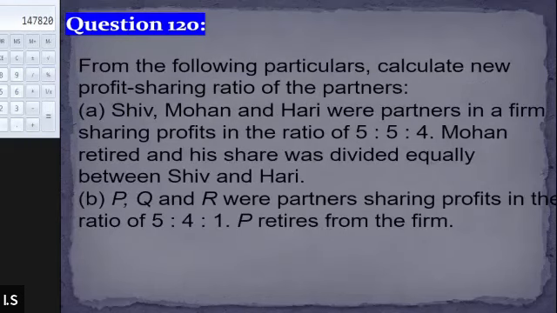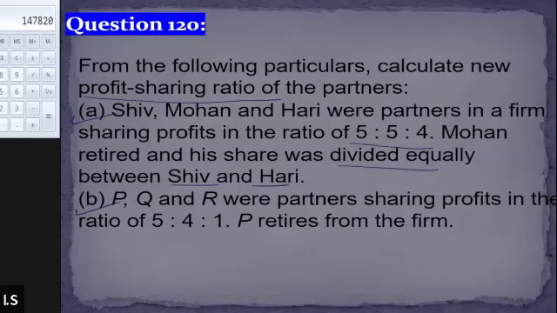Okay. Now, question 120 says there were three partners. In question 120 we have two cases, A and B. In case A, Shiv, Mohan and Hari were partners in a firm, sharing profit in the ratio of 5 is to 4. Mohan retired and his share was divided equally between Shiv and Hari. We need to find their profit sharing ratio after the retirement of Mohan.